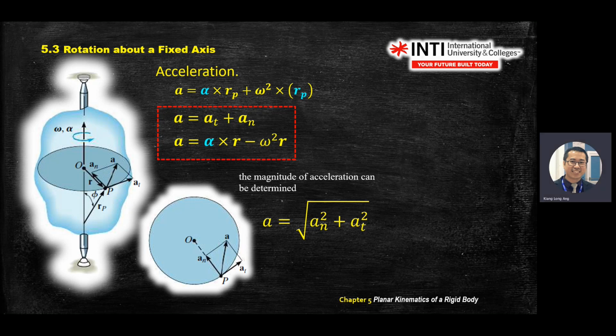So rigid body is a bit different from particles. Particles is v square over rho and dv over dt. But when it comes to rigid body, you are using right-hand rule and it is always a cross product, and the formula will always be omega then r. Magnitude is still the same: square root of At square plus An square.